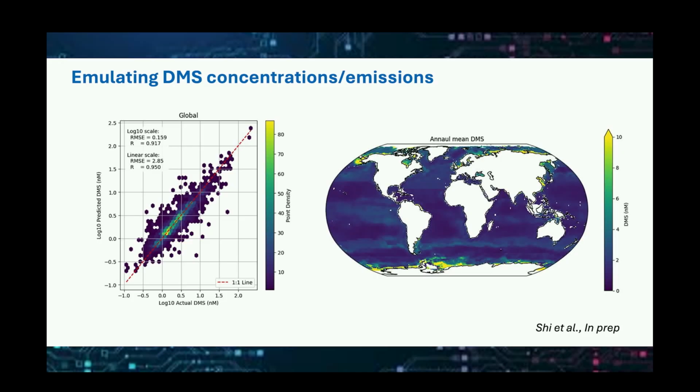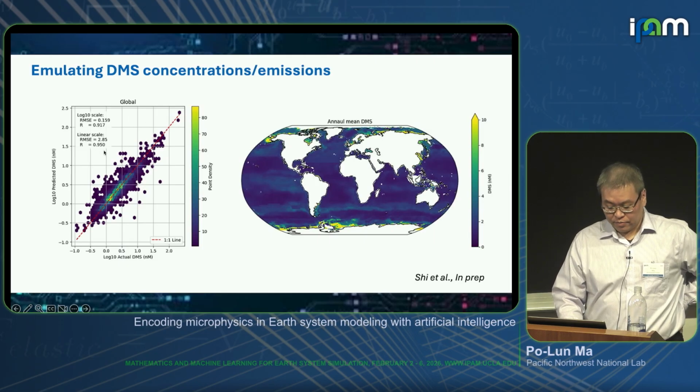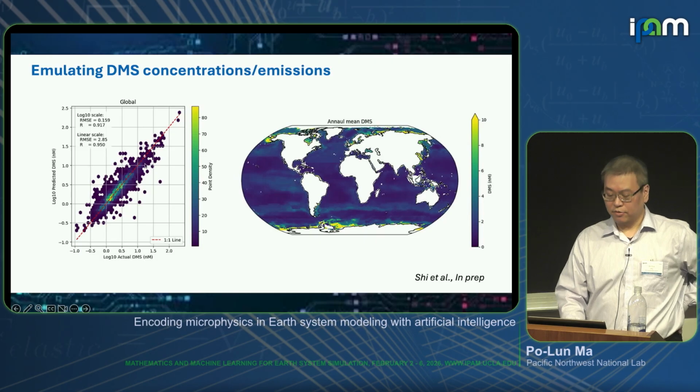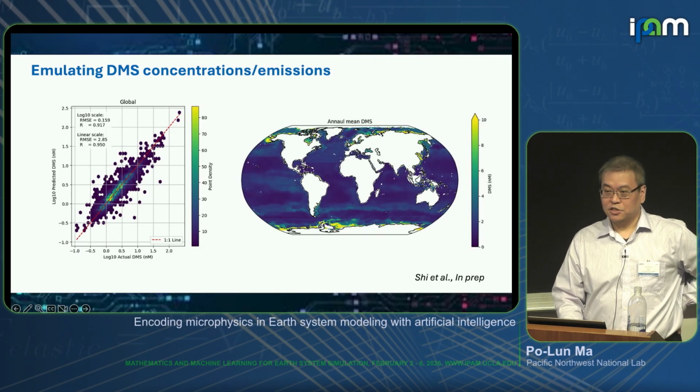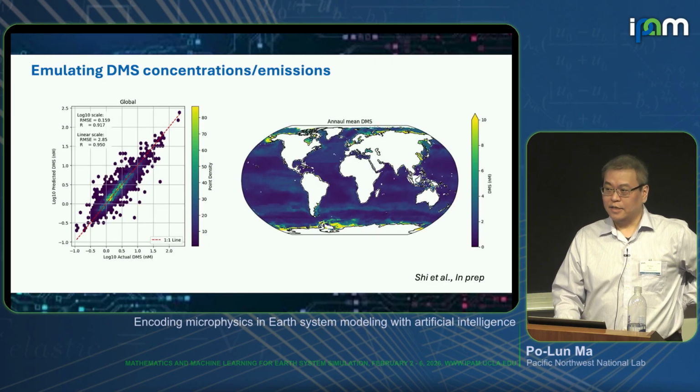And my current postdoc is working on this, building a neural network to emulate the DMS concentrations at the surface based purely on observations. There are no model results. And the model is producing very good results. The R value is 0.95 in this particular one for the linear scale, and for the log10 scale, it's 0.92. So they are both very good. And the climatology that she produced is like this. It's very reasonable. It's consistent with the latest NOAA estimates.